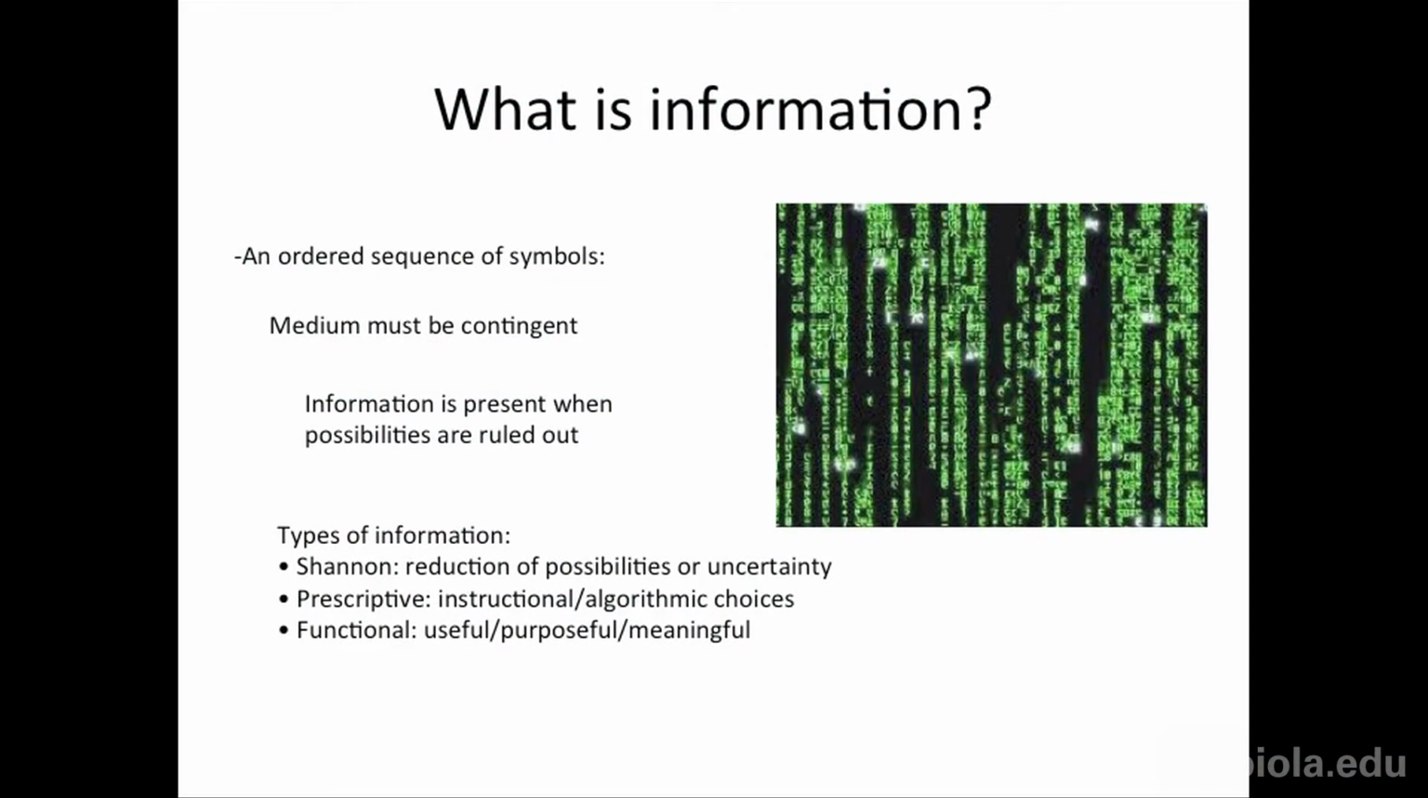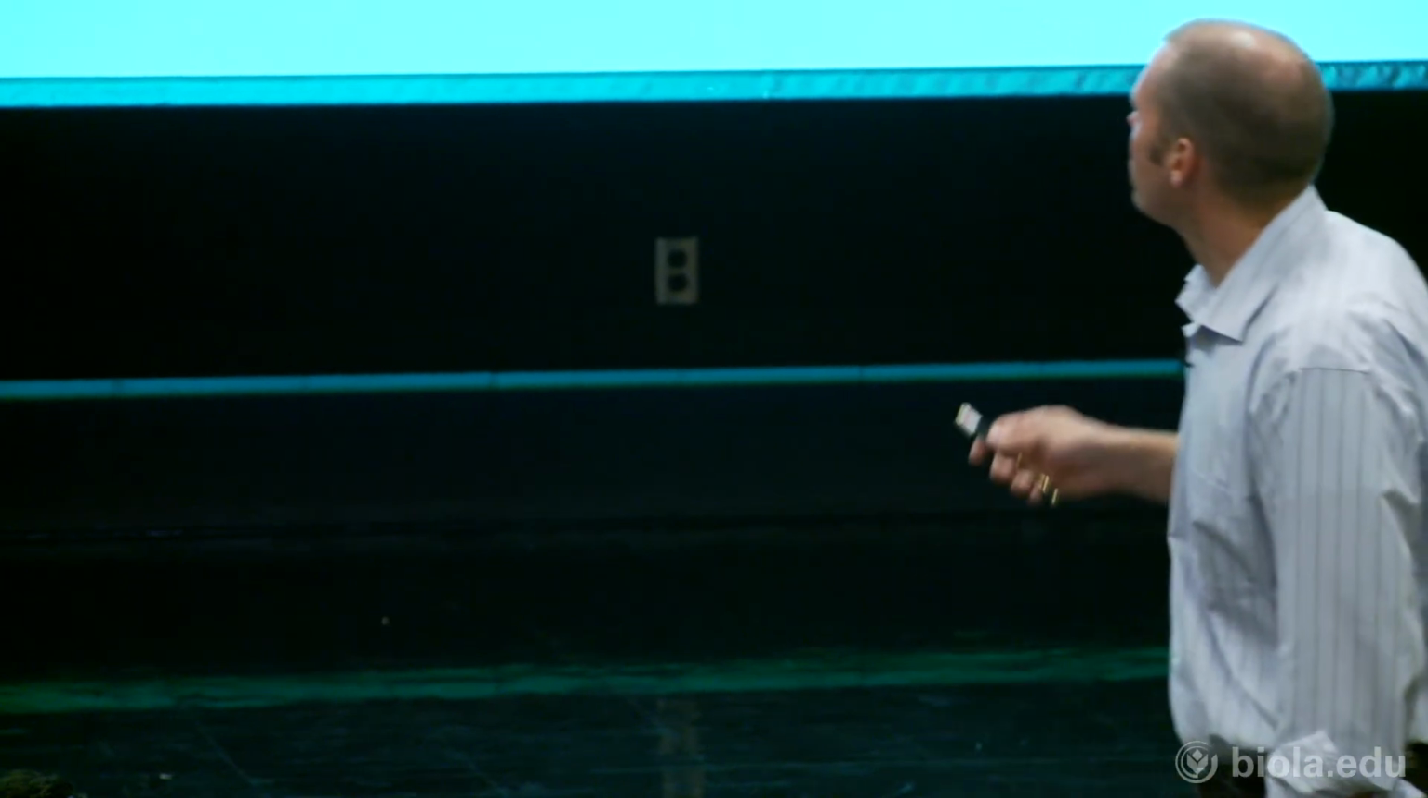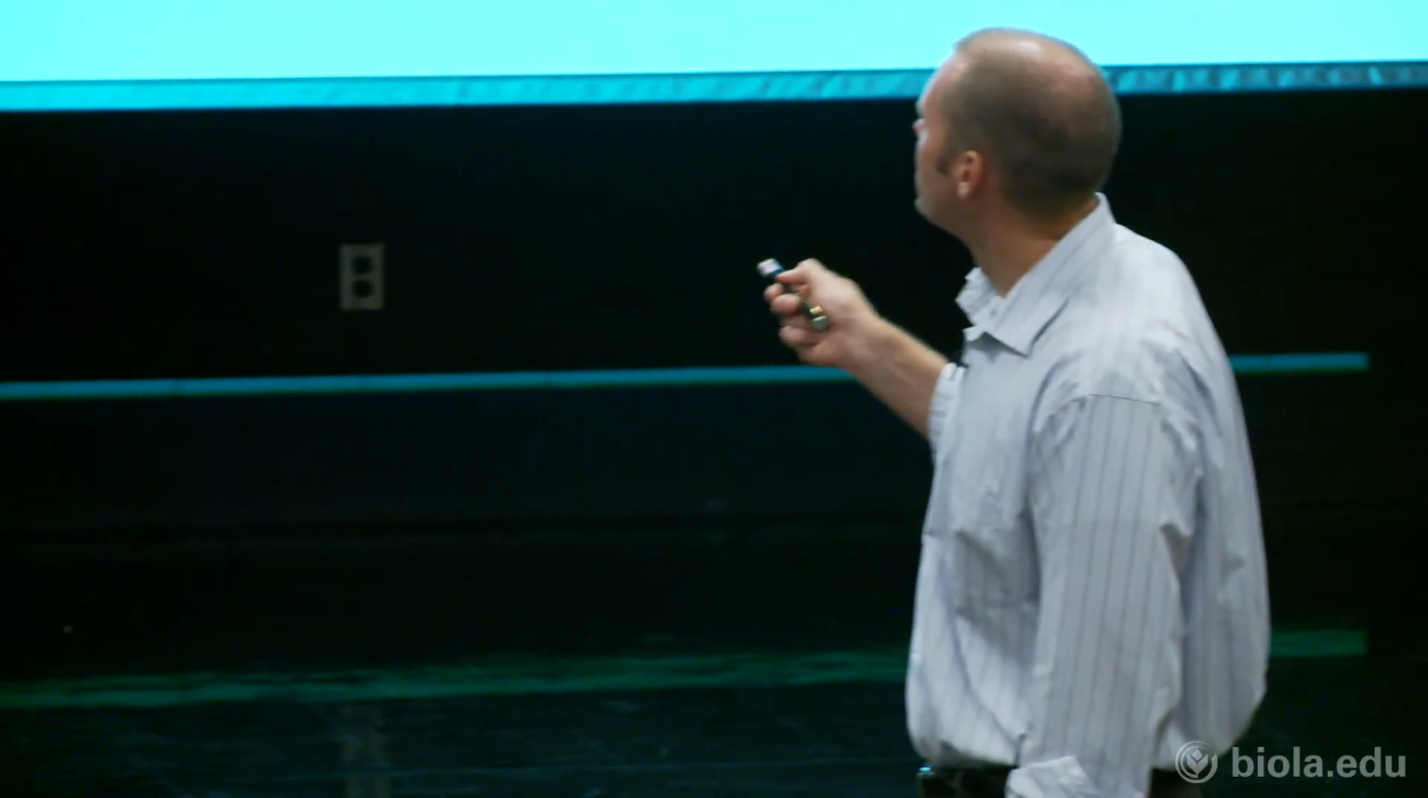Any ordered sequence of symbols, right? I could etch hieroglyphics into stone. You could program a circuit to hold ones and zeros for you, right? So any ordered sequence, but the medium must be contingent. That is, the medium, the thing that you're writing in, must not dictate what gets written down.